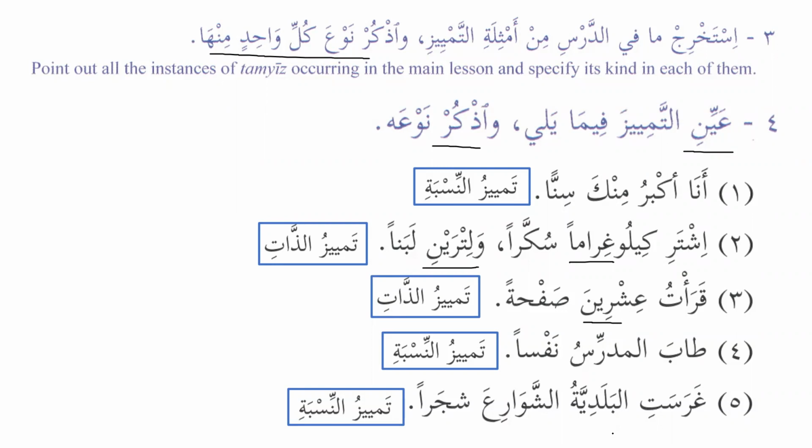So when we talk about the whole sentence, then we say that this is tamyiz nisbah, which is about the whole sentence. And also we have to have a specific number or weight or measurement. So here, غرست البلدية الشوارع شجرا, the municipality planted trees in the streets. But here we are talking about the whole sentence, and we are not talking about something specific.